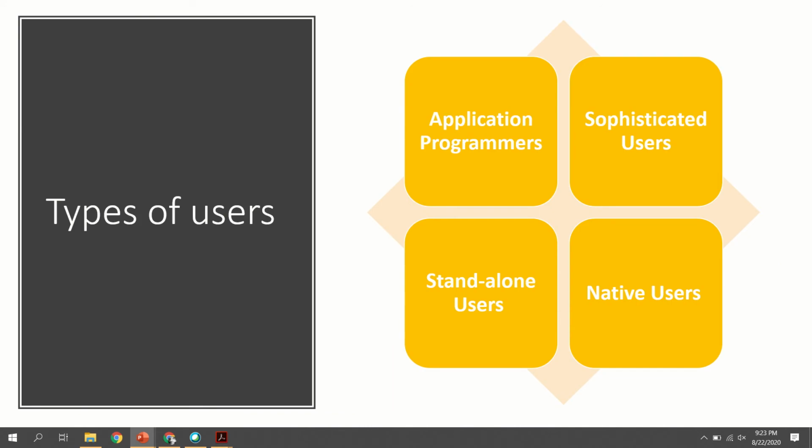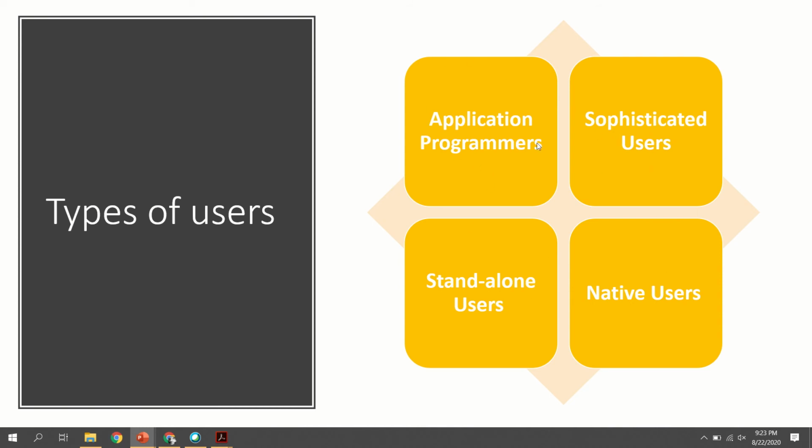So here you can see the main four types of users. The first one is called the application programmer. The second one is called the sophisticated user. The third category is the standalone user. And the last category is the naive user. So now we can study the meaning of each type of user.